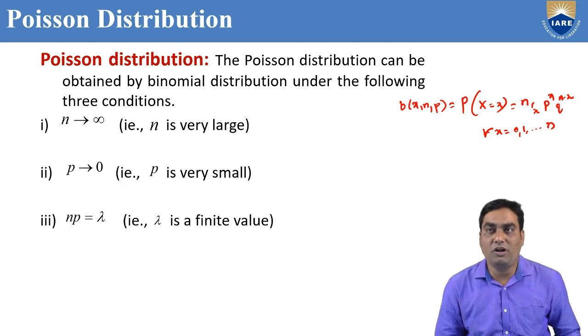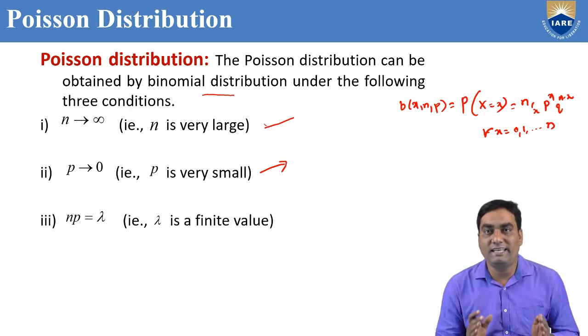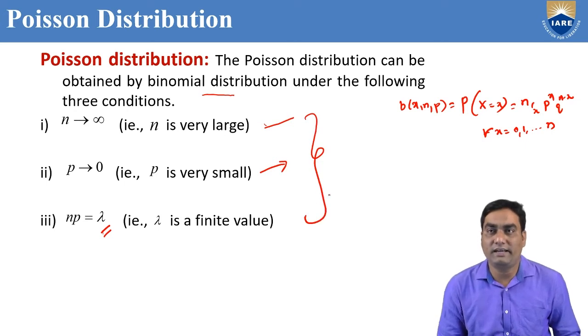Now, the Poisson distribution can also be obtained from the binomial distribution, but under the following three conditions. If n tends to be very large, meaning the number of trials is very large, and p tends to be very small, meaning the probability of success in a single trial approaches 0, and if you multiply n and p, it equals lambda.